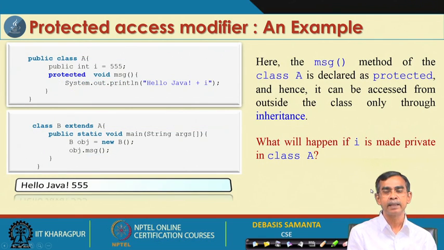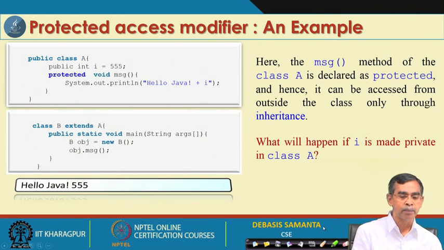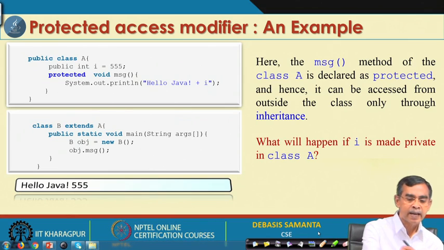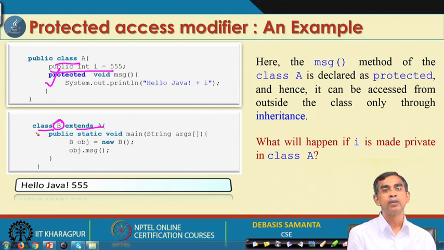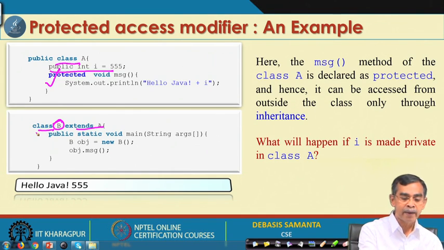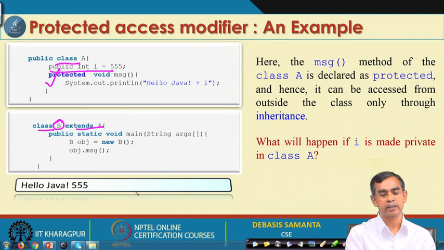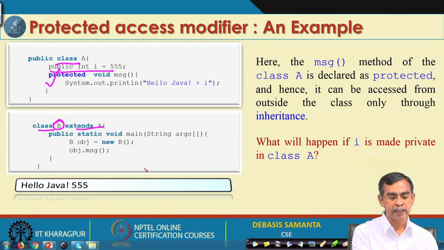Now, here is another example. Let us see whether it will work or not. Class A is public, and this is a protected method. Here you see class B extends A, that means B is a derived class, a subclass of super class A. So, by virtue of being a subclass, it can access any methods that are public and protected in this one.